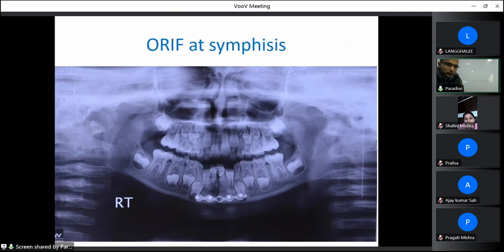Now, this is the post-operative case. We have operated the case and placed a single mini plate at the lower border of the mandible with 2 screws on either side. You can see the fracture line is still there. It is the immediate post-operative OPG, and we haven't done anything for the condyle. You can see the fracture line is still present in the left subcondylar region, and a condylar head fracture is present on the right side. So open reduction internal fixation is done only at the symphysis region.